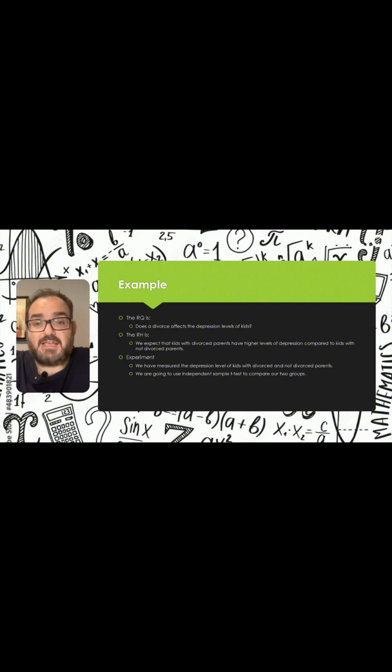So in order to investigate this research question, we measure the depression of kids with divorced parents and kids with no divorced parents. Since we have all these measures, we are going to use independent sample t-test in order to see if there is any difference between the two means in depression. Let's go now and see in SPSS how we can do that.